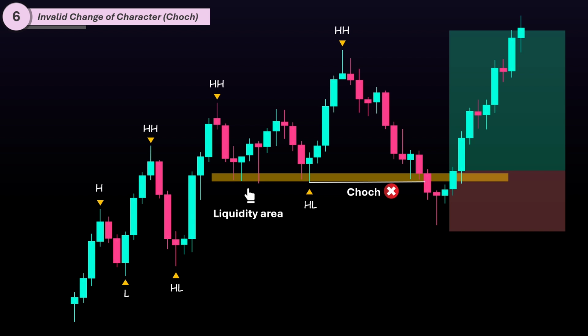Why? Because the overall trend remains bullish, the sell-side liquidity has been engaged, and the next target is the buy-side liquidity. As smart money traders, our goal is to enter after the stop losses are taken out, when the real move begins. Now that's just one piece of the puzzle.